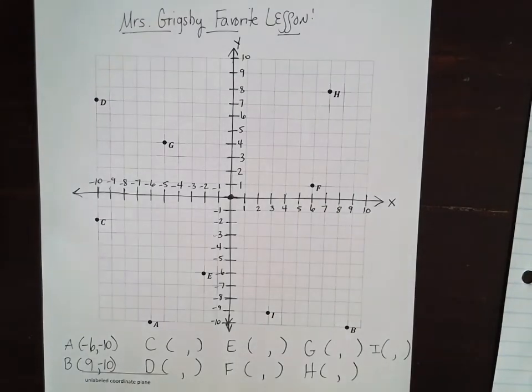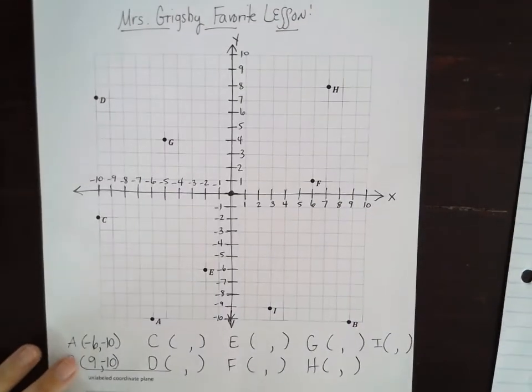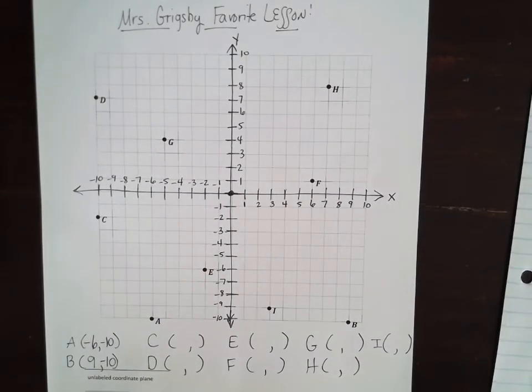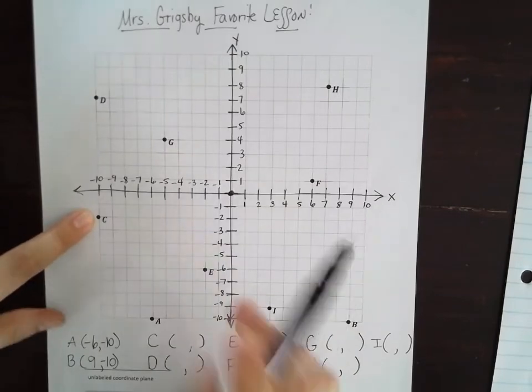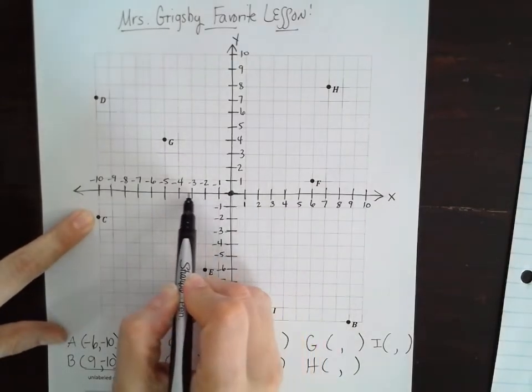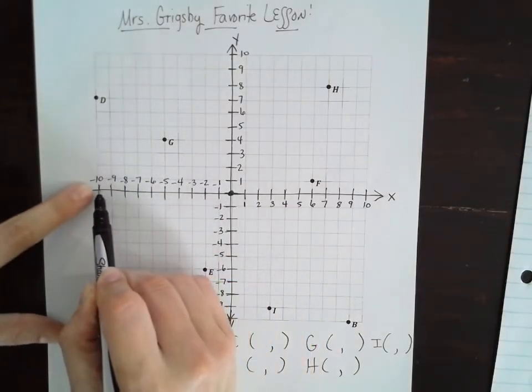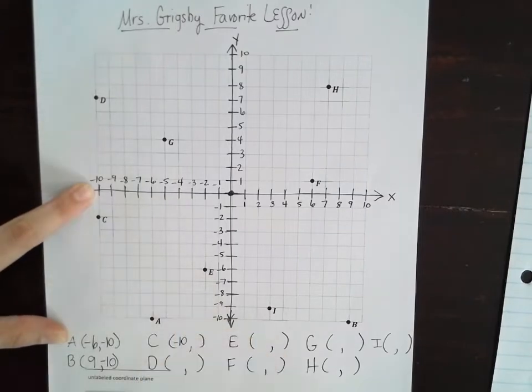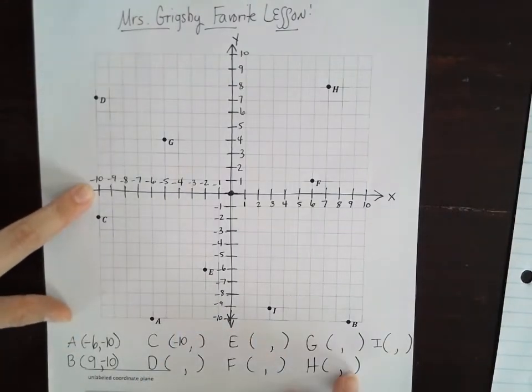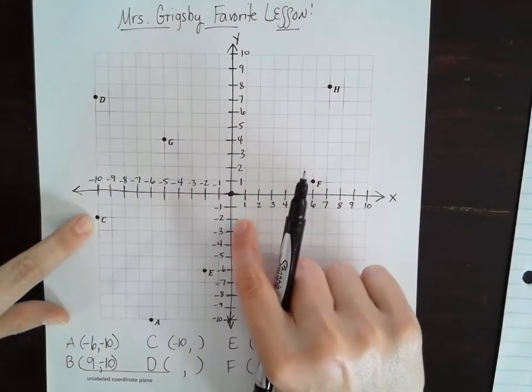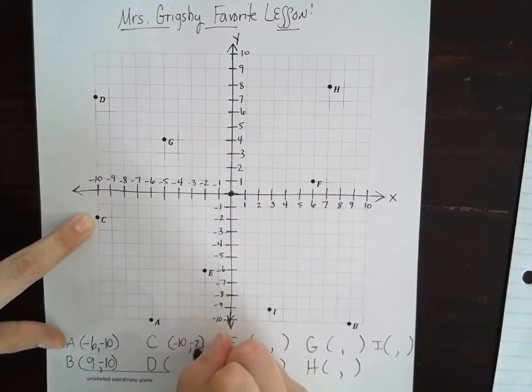Okay, cool. I hope you're excited. All right, here we go. We're going to do point C right now. So for point C, I'm going to start at the origin, and it is right here. So I am traveling on the x-axis first, all the way over to -10. Check your work. And then I'm going down on the y-axis to -2. So C was -10, -2.